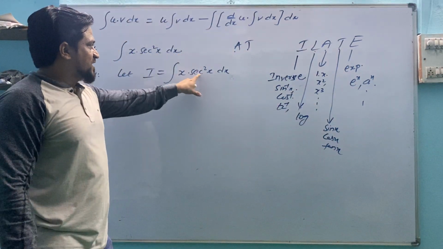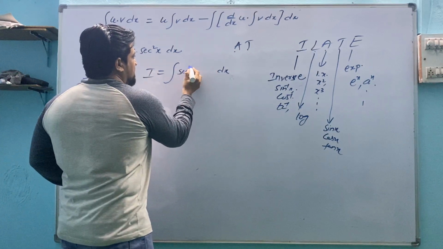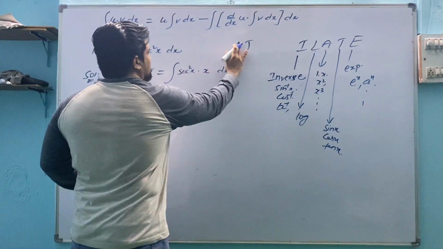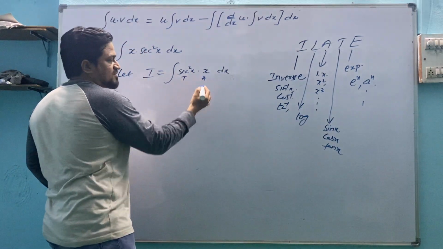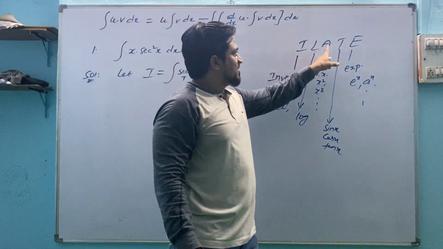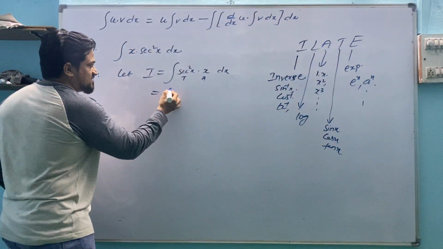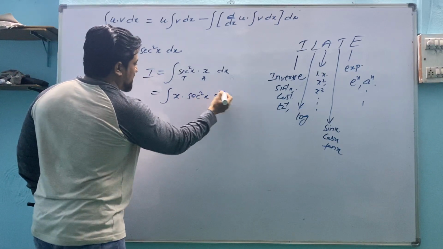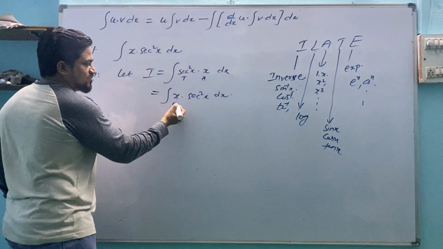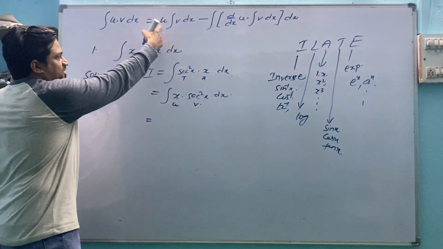Suppose the question is secant square x into x. Now we can check. This is trigonometry and this is algebra. But according to ILATE, algebra comes before trigonometry. So what we can do is arrange it as x into secant square x dx. Now we consider the first one to be u and the second one to be v. Now we will just substitute in the formula.